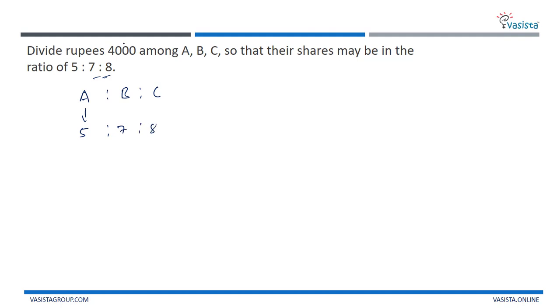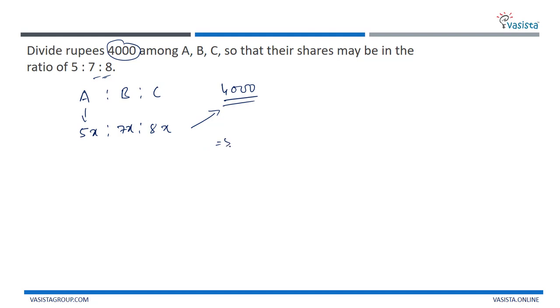How much amount are we supposed to share? That is 4,000 rupees, right? 4,000 rupees we are supposed to share according to this ratio. We don't know the individual shares, so let A's share be 5x, B's share be 7x, and C's share be 8x.